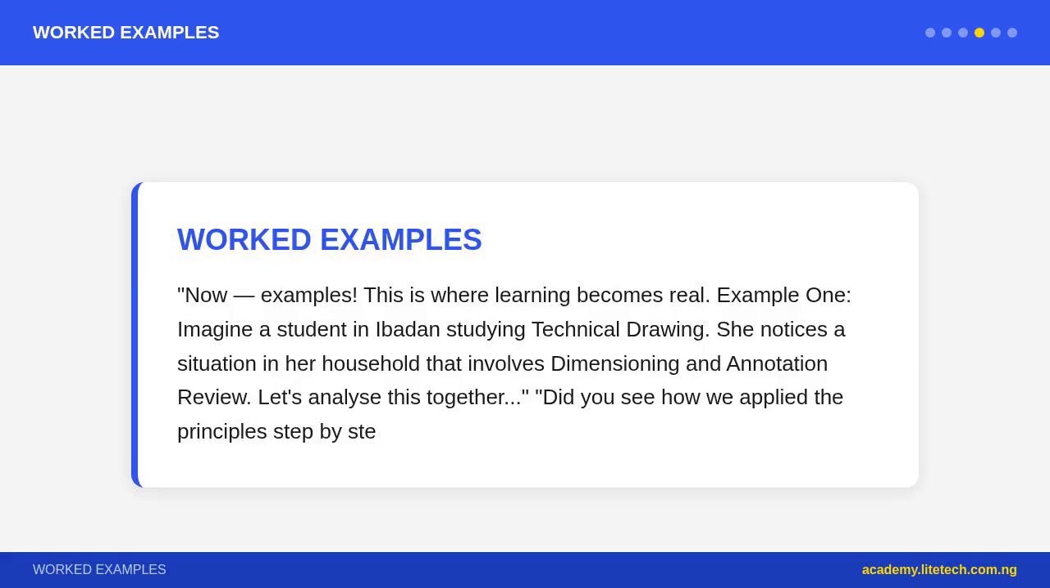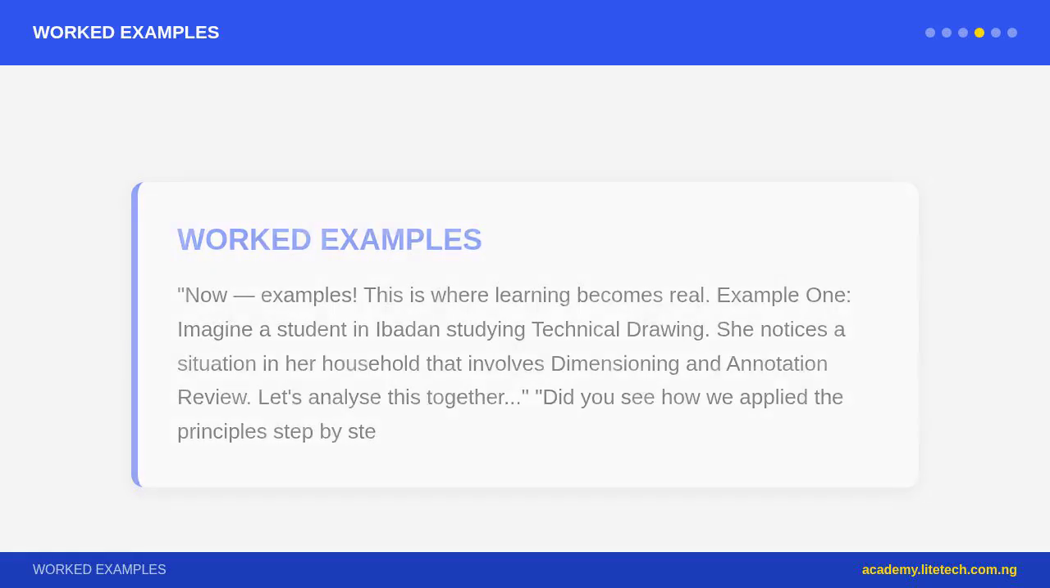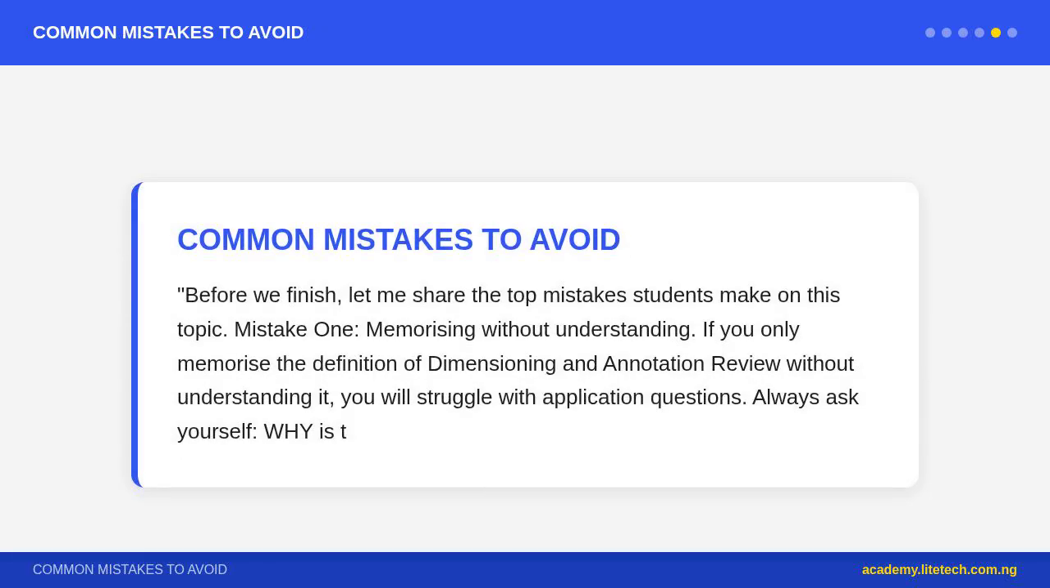Before we finish, let me share the top mistakes students make on this topic. Mistake 1. Memorizing without understanding. If you only memorize the definition of dimensioning and annotation review without understanding it, you will struggle with application questions. Always ask yourself, why is this true?